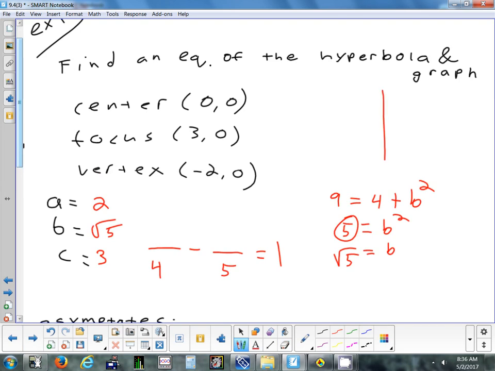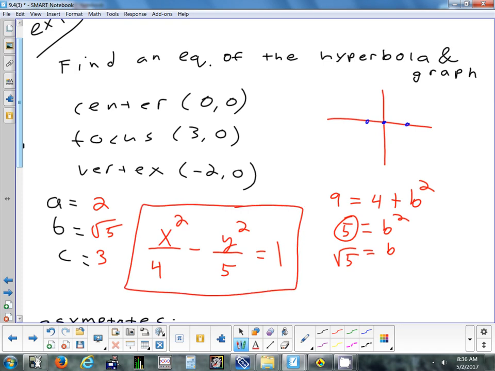If you're not sure, graph these points and see how they line up. The transverse axis is going to go right through all those points. So we've got 0, 0. I'm just estimating. 3, 0. Negative 2, 0. Which way does my transverse axis go? It goes horizontal. So if I want it to go horizontal, horizontal is which axis? The x-axis. So that means I want that one positive. So make the x positive, make the y the negative, and there's your equation. And if all you need is the equation, you don't have to find the asymptotes. If you're going to graph it, then you do.